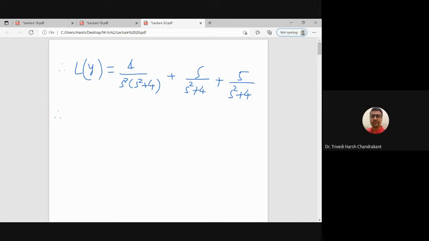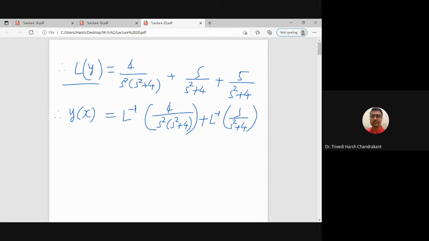So now what we'll do, we will take the inverse Laplace transform. If we apply inverse Laplace transform, L inverse of L of y will be y, right? And on the other side, when we apply L inverse, since the Laplace transform is a linear function, the Laplace inverse is also a linear function in the same way. So we get Laplace inverse of the first term plus Laplace inverse of the second term plus Laplace inverse of the last term, right? We are using here that the Laplace transform is linear, so its inverse is also a linear transformation.